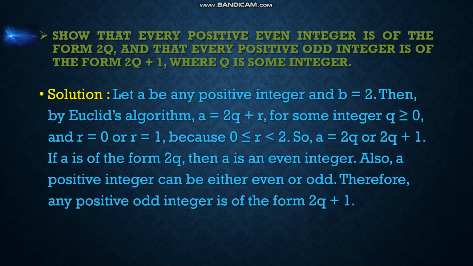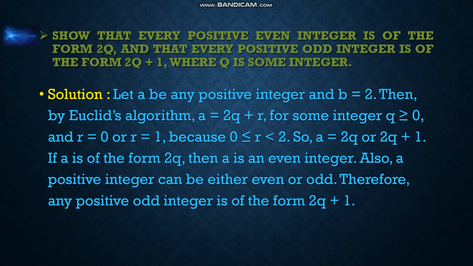Show that every positive even integer is of the form 2q and that every positive odd integer is of the form 2q plus 1, where q is some integer. Let a be any positive integer and b equals 2. Then by Euclid's algorithm, a equals 2q plus r for some integer q greater than or equal to 0, and r equals 1 or r equals 0, because r is either equal to 0 or greater than 0 and smaller than 2. So a equals 2q or 2q plus 1.